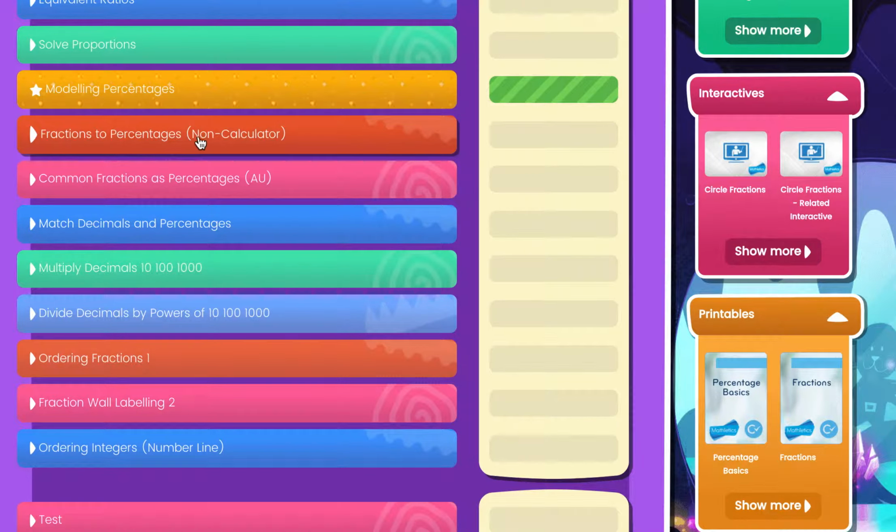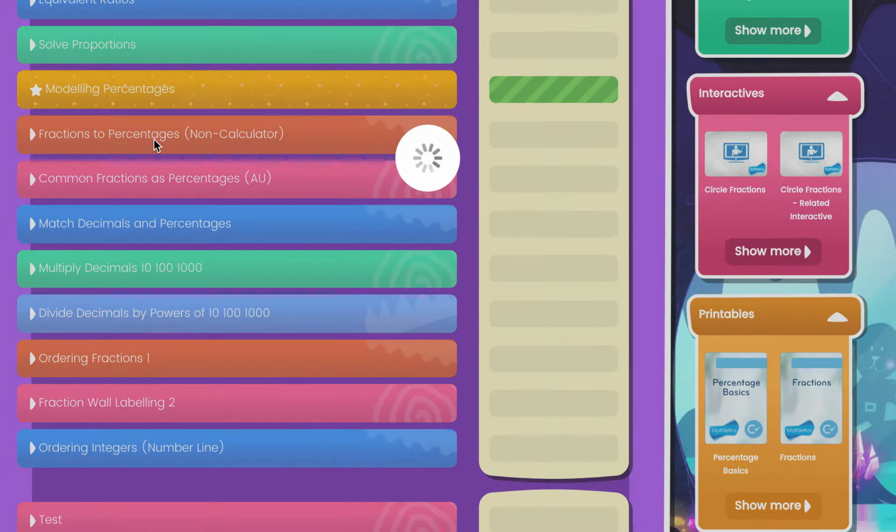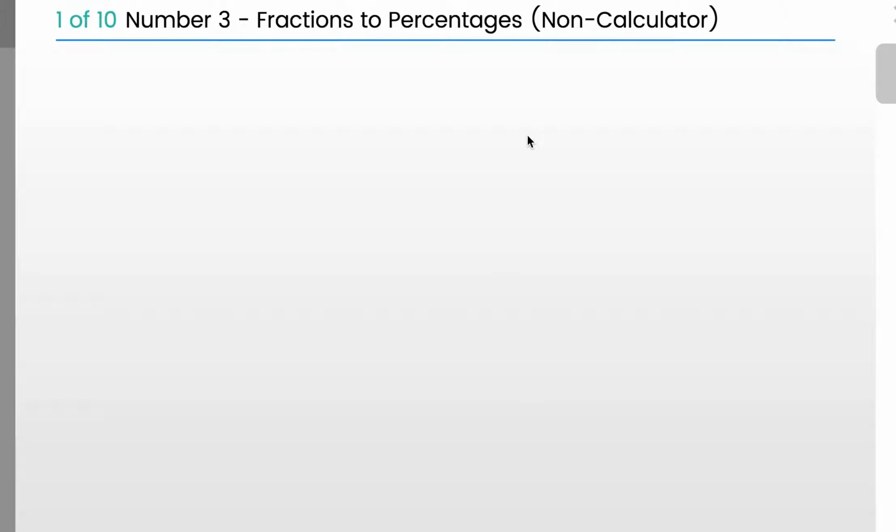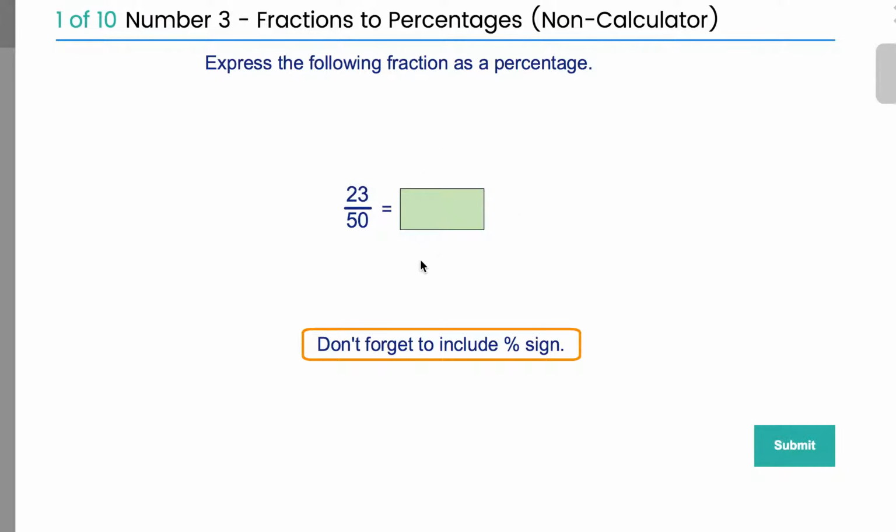Fractions to percentages, non-calculator, is going to be another one of these fractions or percentage activities where I suggest you rely quite a lot on the 10% rule. There'll be a couple of other rules as well. First one here, express the following fraction as a percentage. So turn this fraction into a percentage.